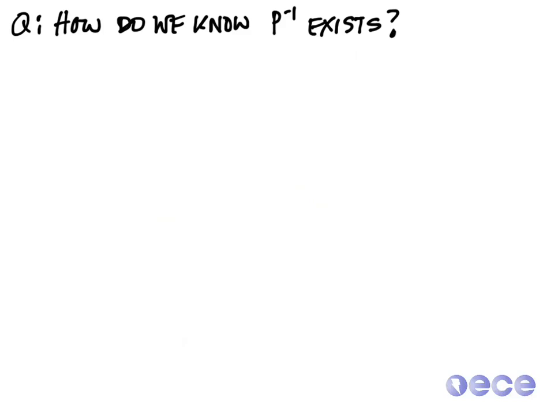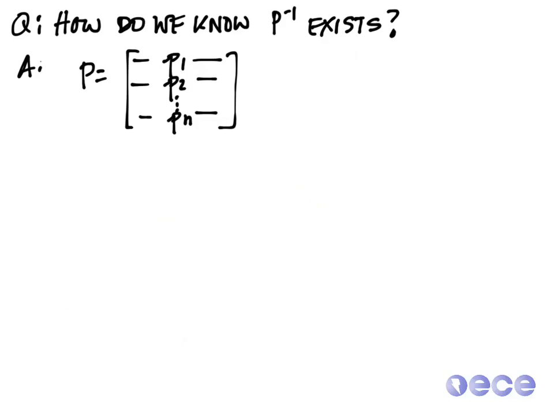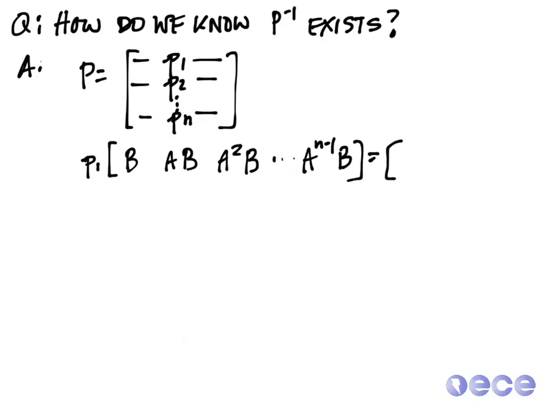And the answer actually makes sense as long as you think about the fact that we're producing the answer for P, right? So P we're defining as a bunch of rows, P1, P2, all the way to Pn. And these rows are made up of our definitions of P1, P2, etc. So P1 times B times AB, A squared B, etc., all the way to A to the n minus 1 times B. This is going to be equal to 0, 0, until we finally have a 1 at the end.